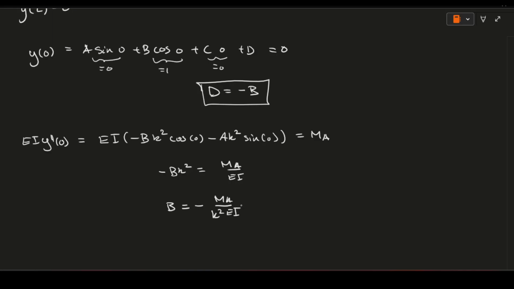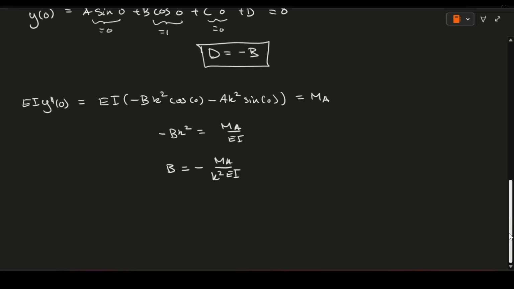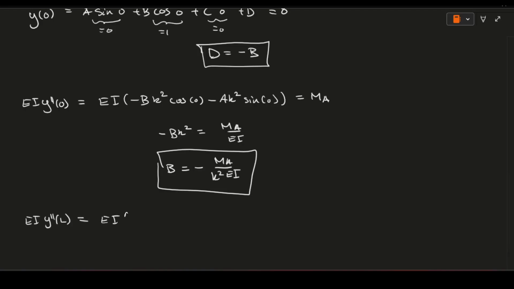So we can look at the other moment boundary condition. So EI y prime prime at L is equal to EI times minus B, which is MA over k squared EI, times k squared cosine kL minus A k squared sine kL. This is equal to MB.